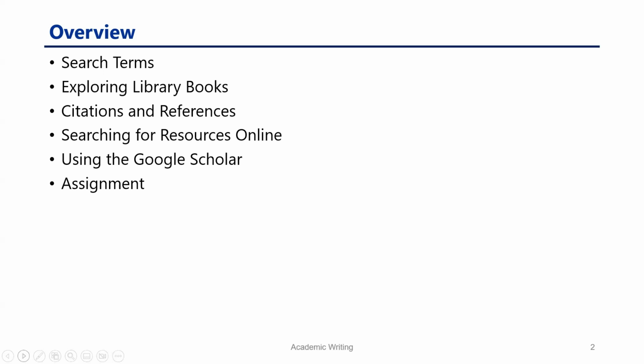In this video, we're going to learn about search terms and how to use them to look for information. We'll learn how to explore books that we find in the library for information. We'll learn how to use citations and references to find even more information. We'll learn how to search for resources online. And we'll learn about using Google Scholar to help find resources online. And then finally, we'll talk about the assignment.